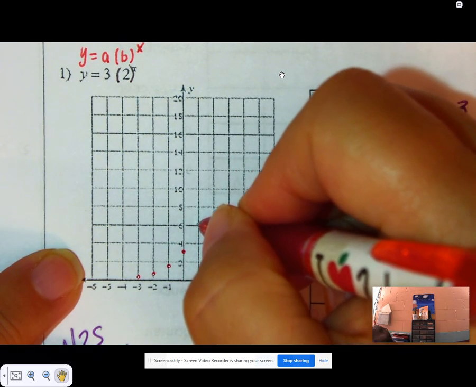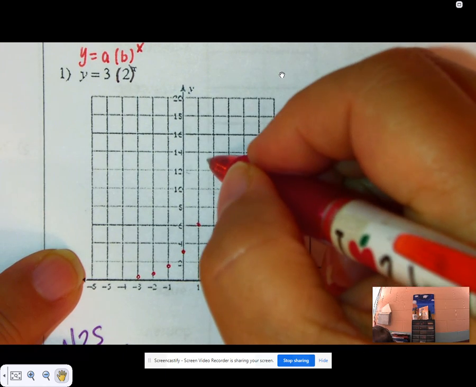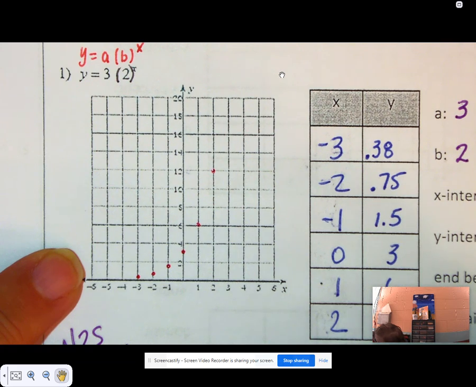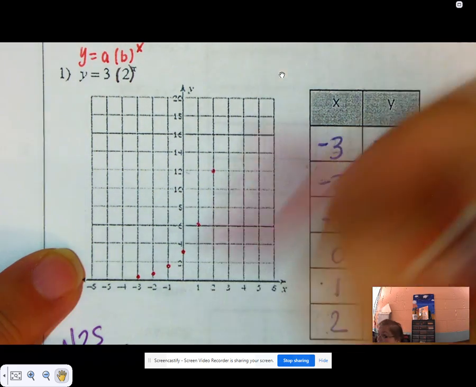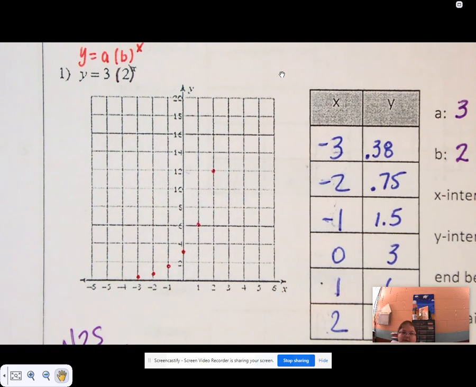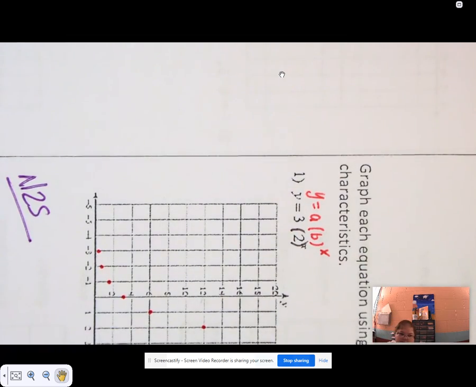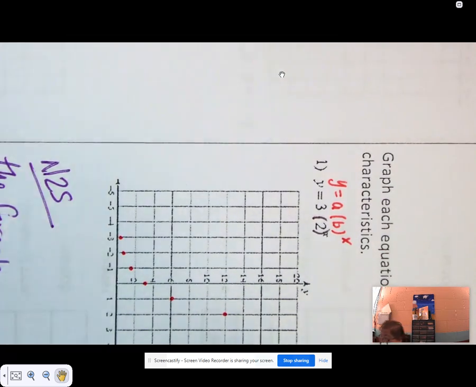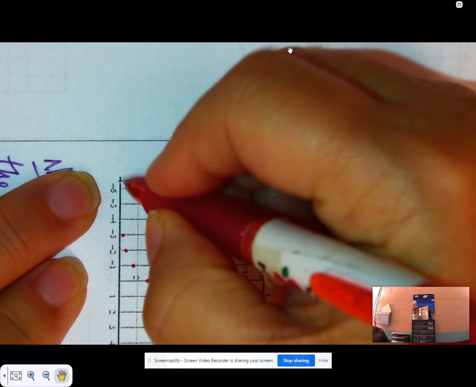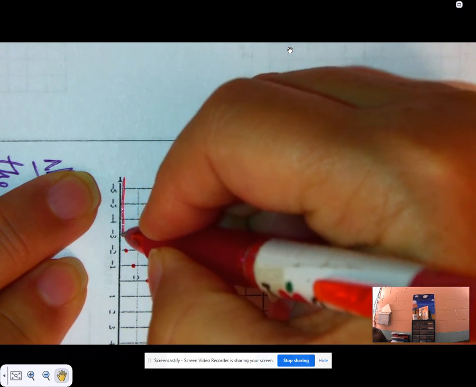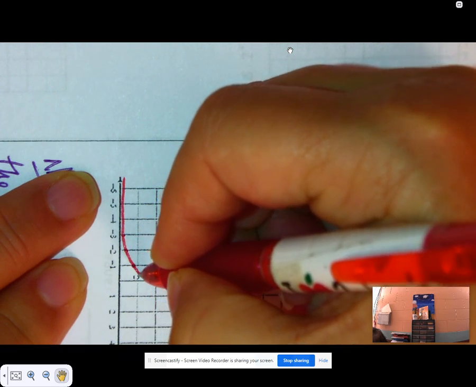Plus 1, 6. Plus 2, 12. And then remember, 3 went to 24, which is off of my coordinate plane, so I'm not trying to graph that. But now, when I graph these, I have to turn it sideways so I can get close to that x-axis without touching it. So I'm going to get really close, bring it slightly outside that coordinate plane, get it really close, and then start connecting.